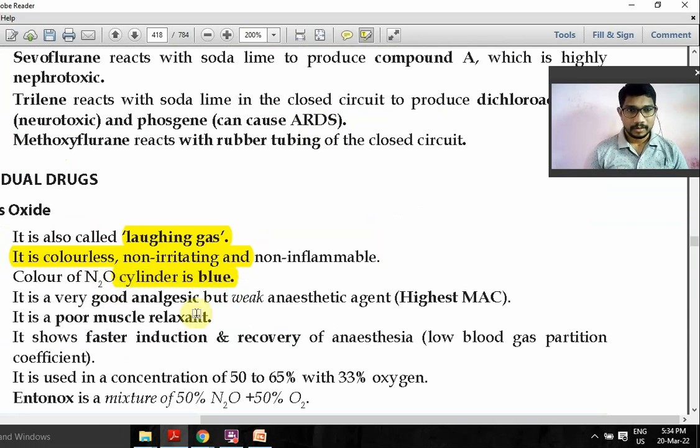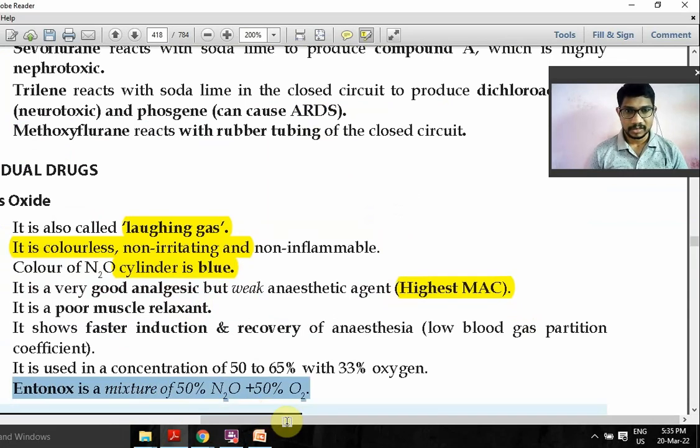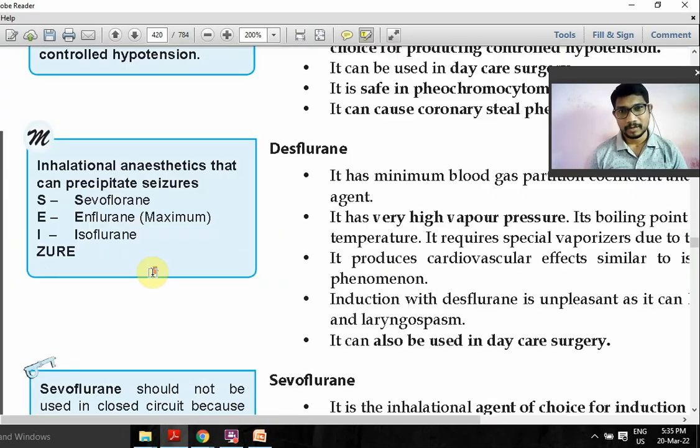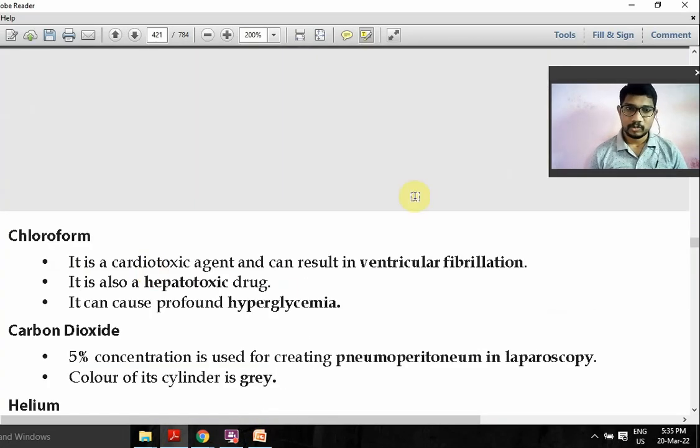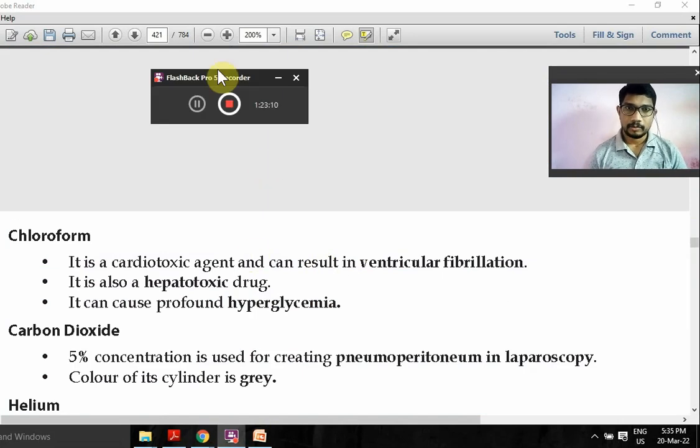सिलेंडर का कलर कौन सा है? ब्लू. एनालिसिस के हाईएस्ट MAC है, तो लिस्ट को 2-3 बार हो चुका है. Entonox नीचे तो 50% नाइट्रस ऑक्साइड का एक प्रॉपर्टी दिया है इस बुक में, एक बार पढ़ लो आप, दैट विल बी ओके फॉर यू. It is Review of Pharmacy by Gupta and Garg. Review of Pharmacy.